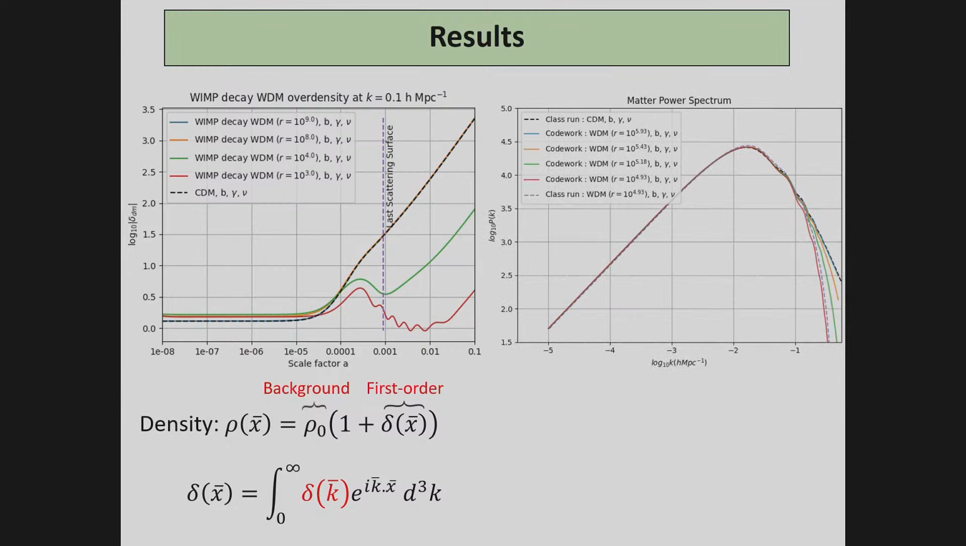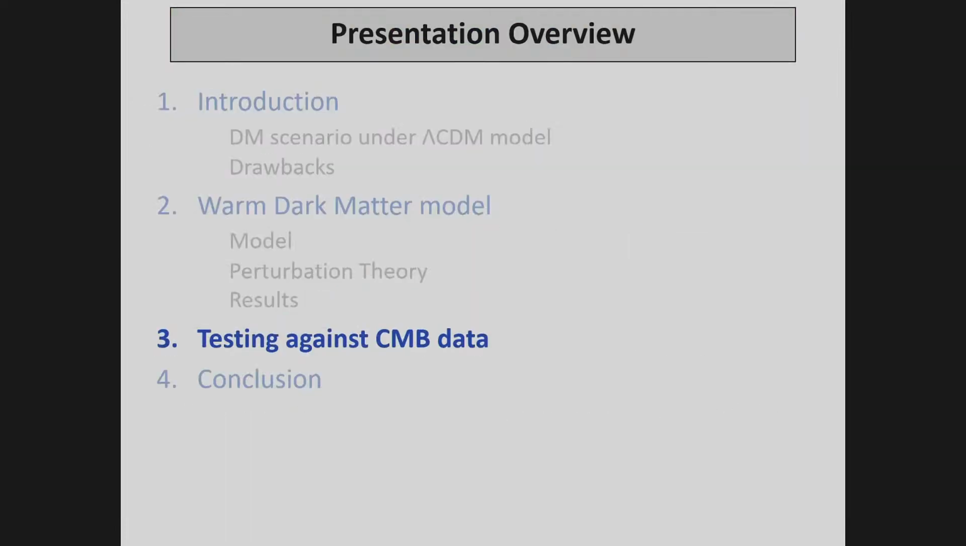We can also see that in the matter power spectrum. Matter power spectrum basically tells you how much each Fourier mode contributes to the total structure formation. So on this part, you can see that for lower values of R, the power spectrum indeed gets suppressed. So on the smaller scales, warm dark matter can actually suppress the structure formation and overcome the drawbacks of cold dark matter. So finally, testing against the Planck CMB data.